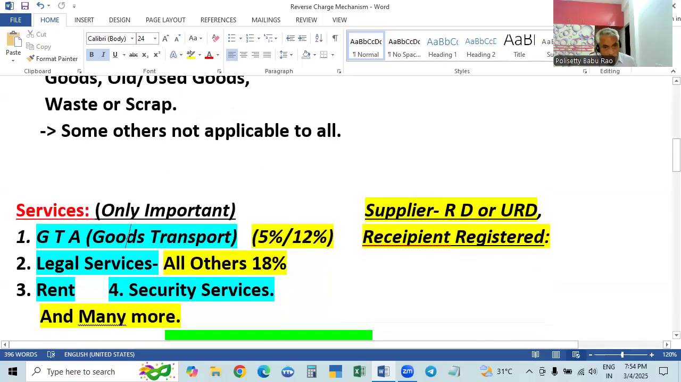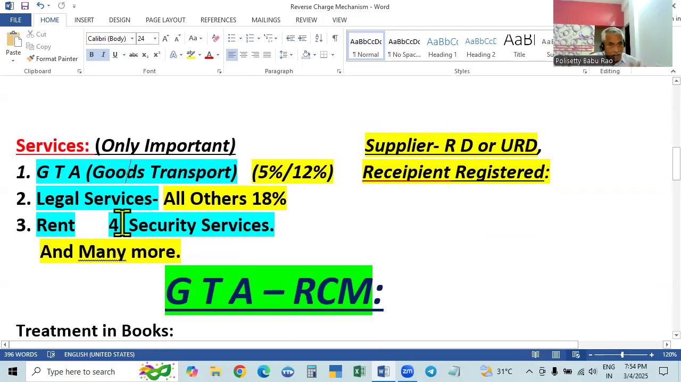So in the case of GTA, whether the GTA is local or interstate, no problem. And whether registered or not registered, RCM at the rate of 5% is applicable. The GTA cannot charge or collect the tax in the invoice. He will mention that GST is payable by the recipient under reverse charge.